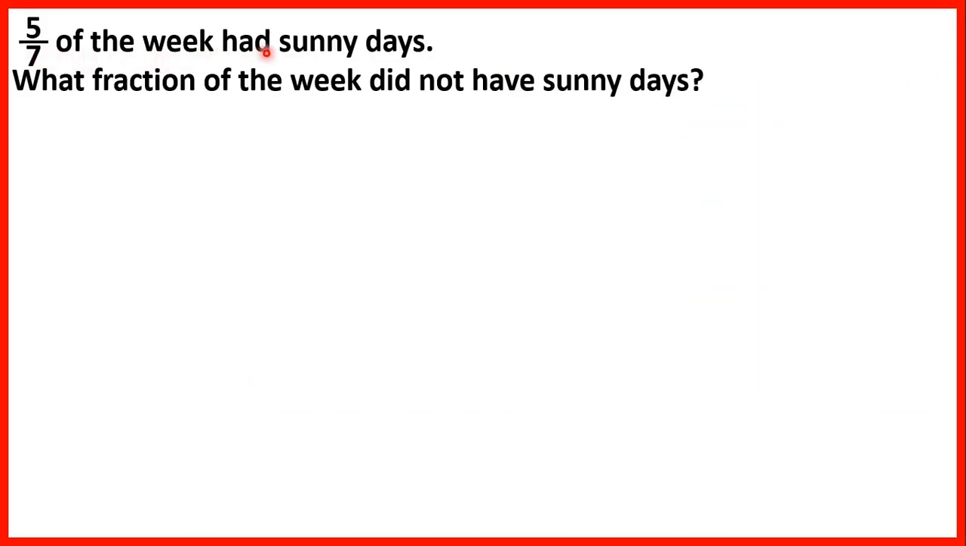5/7 of the week had sunny days. What fraction of the week did not have sunny days? Well, that will be 2/7, because we can show 5/7, so the fraction that had sunny days in blue, so that's 5 parts out of 7, and then what's left, so this part here, will be the fraction that did not have sunny days, and that's 2 parts out of 7, so 2/7.